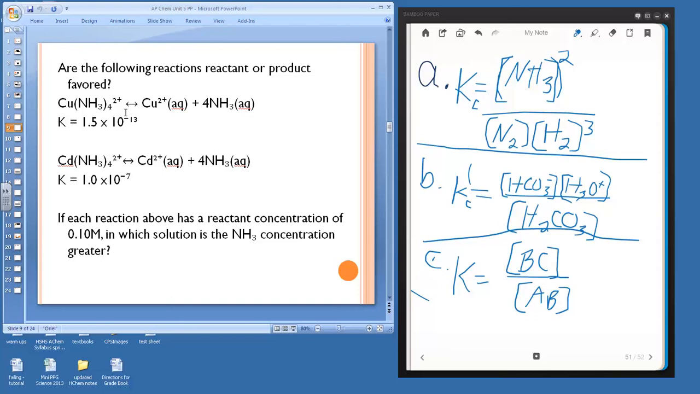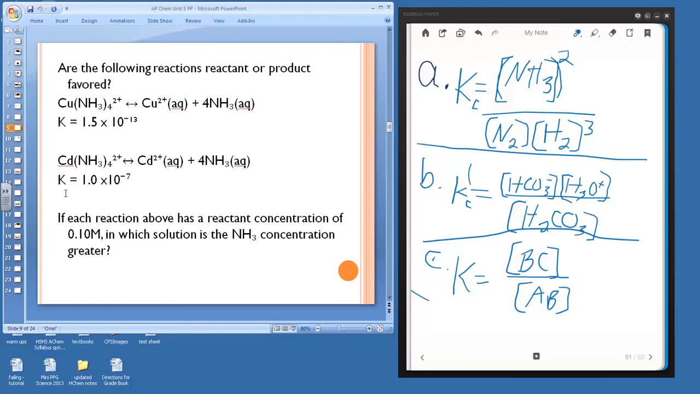That number is much less than 1. It's 12.120, and 12 zeros, 15. You know, a very, very, very small number, meaning that barely any of this complex ion turns into copper and ammonia. Where down here, it still is reactant favored because it's still less than 1.